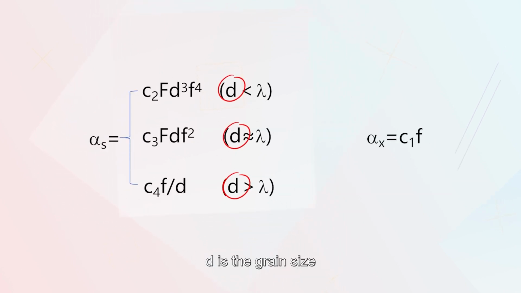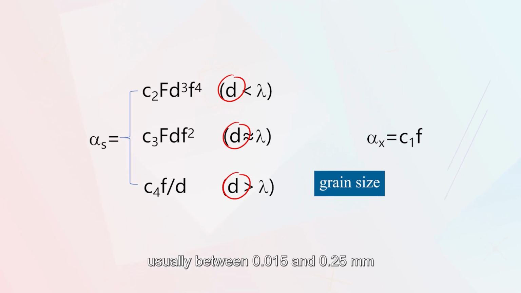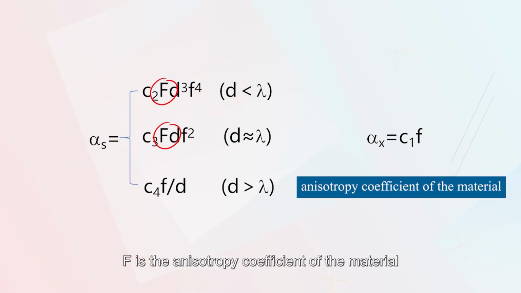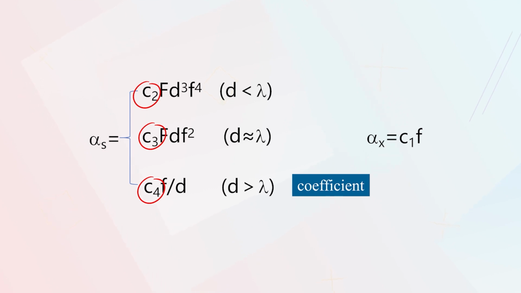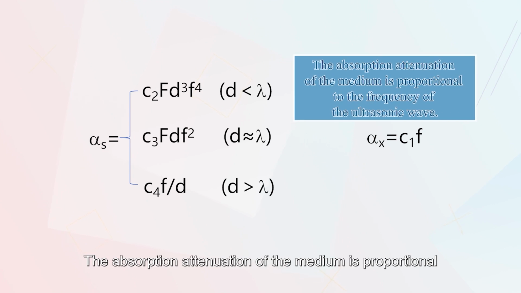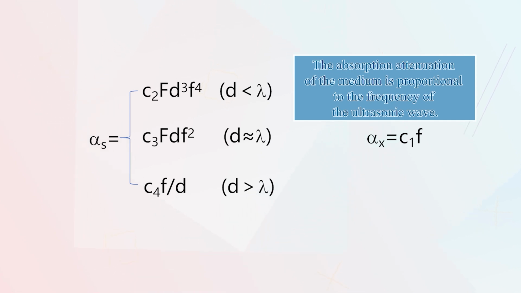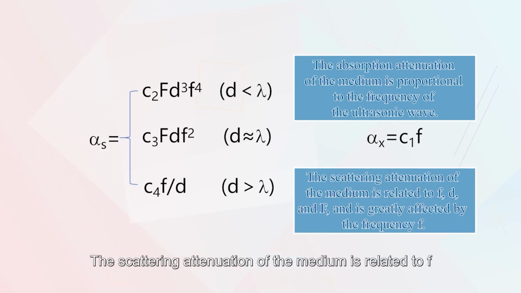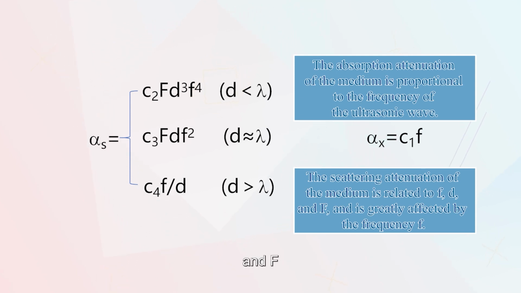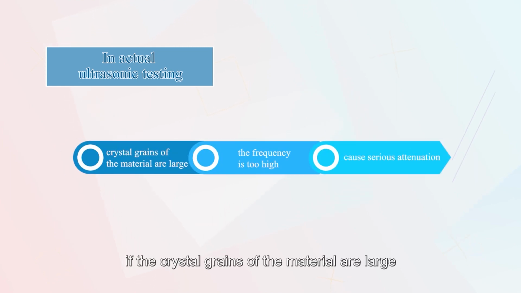In the formula given, D is the grain size, usually between 0.015 and 0.25 mm. F is the anisotropy coefficient of the material, and C is a coefficient. It can be seen from the formula: 1. The absorption attenuation of the medium is proportional to the frequency of the ultrasonic waves. 2. The scattering attenuation of the medium is related to F, D, and f, and is greatly affected by the frequency f. In actual ultrasonic testing, if the crystal grains of the material are large and the frequency is too high, it will cause serious attenuation.